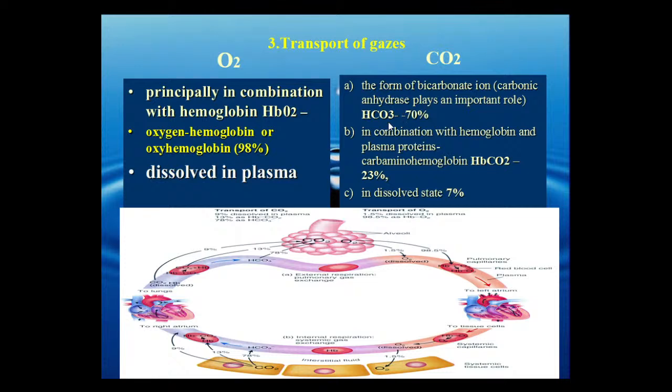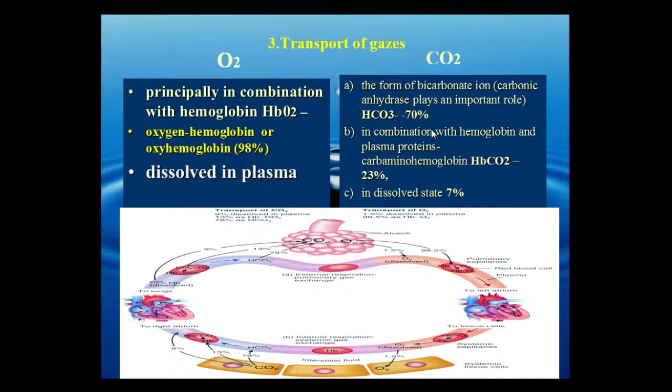Concerning carbon dioxide, we have more forms of transportation, and the most part you can see here, it's 70%. 70% of carbon dioxide is transported in the form of bicarbonate ion, and a very important role in creation of this form, bicarbonate salts, is played by carbonic anhydrase, such an enzyme.